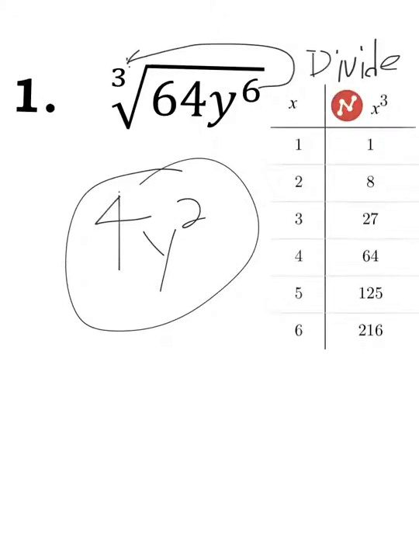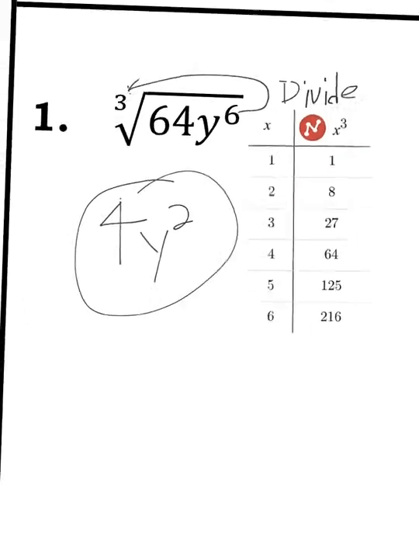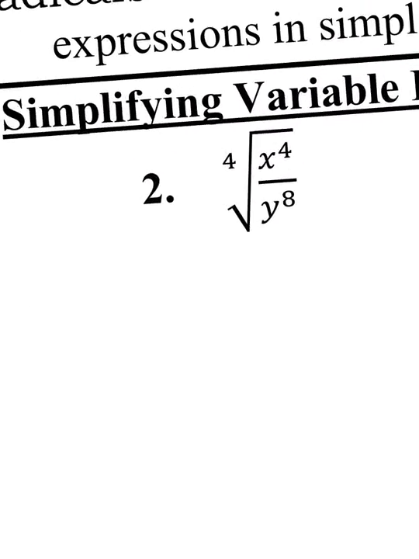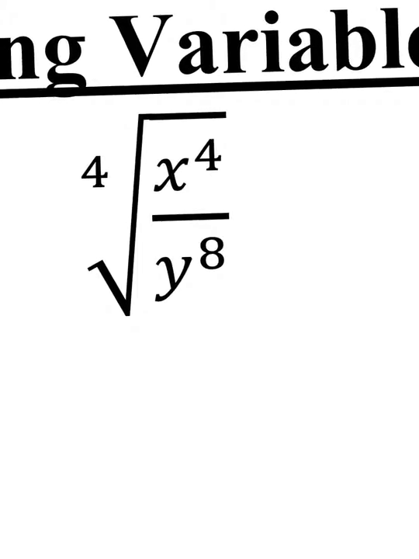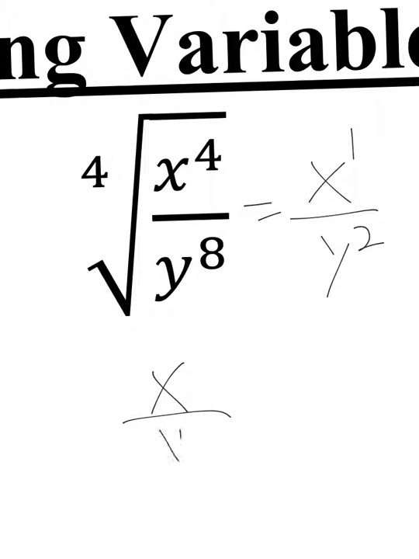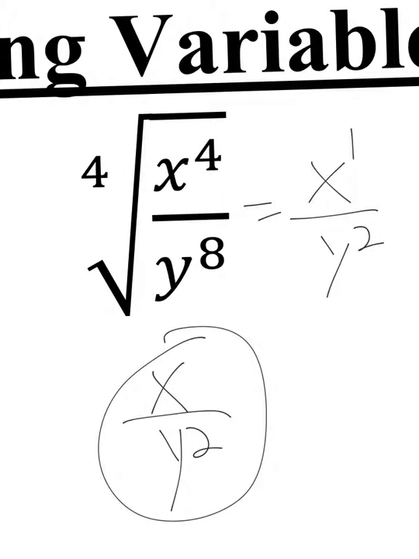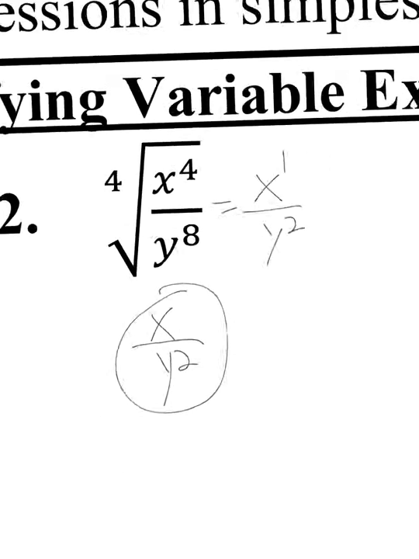So take the cube root of the big numbers and then divide the exponents when you have exponents, the little numbers. So number 2, what's 4 divided by 4? 1. What's 8 divided by 4? 2. Instead of writing x to the first power, you could just simply write x over y squared. But that's all there is on number 2.